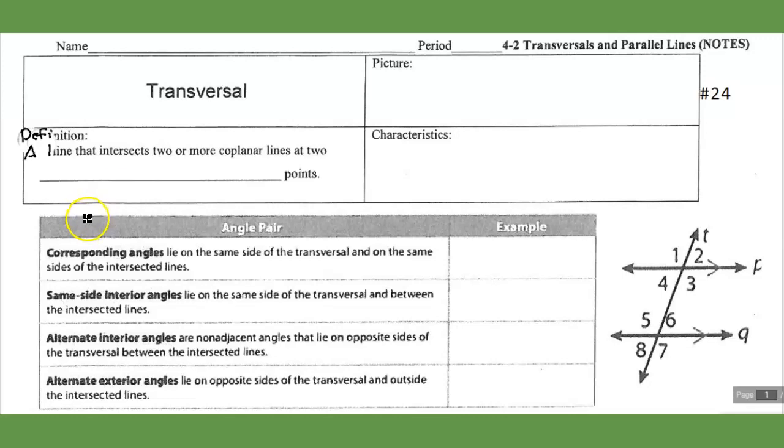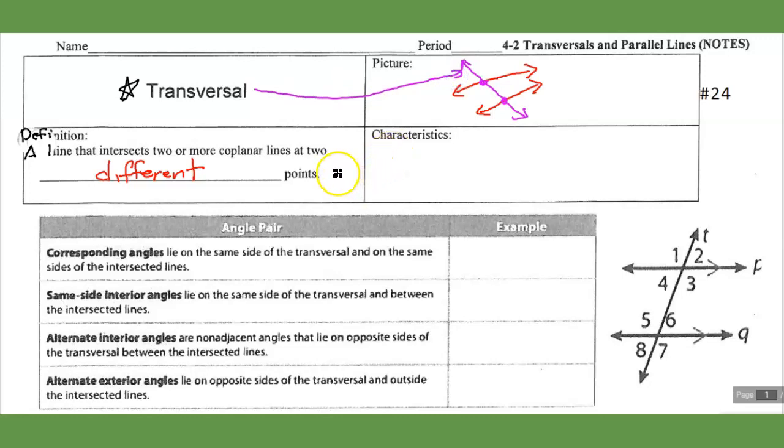All right, let's take a look at number 24. We're going to be talking about transversals. A transversal is simply a line that intersects two or more coplanar lines at two different points. So if we have two lines going their own directions, a transversal could be any line that intersects at these two different points. In this case, this pink one is the transversal.